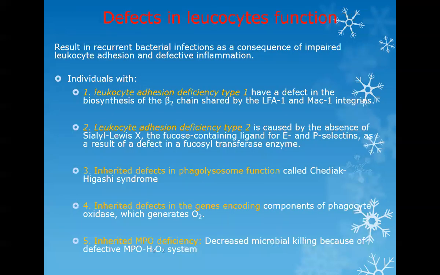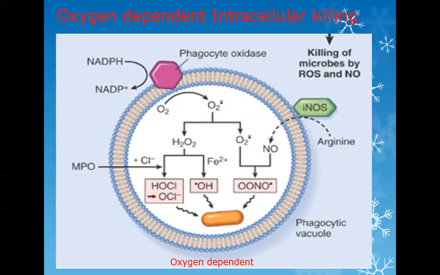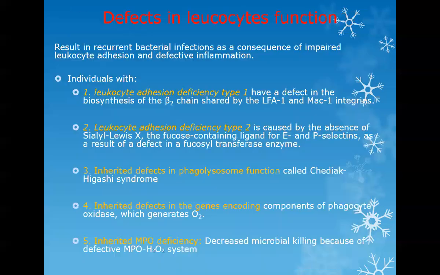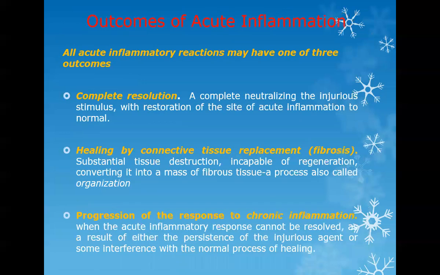And finally, lastly, inherited MPO deficiency, in which this MPO is not formed. This is a problem. When this MPO is not there, it is not pushing chlorine ion in, so they are not forming hypochlorite. So this also causes a little bit of damage to the cells. They are really very important. Please note this thing. Very important.